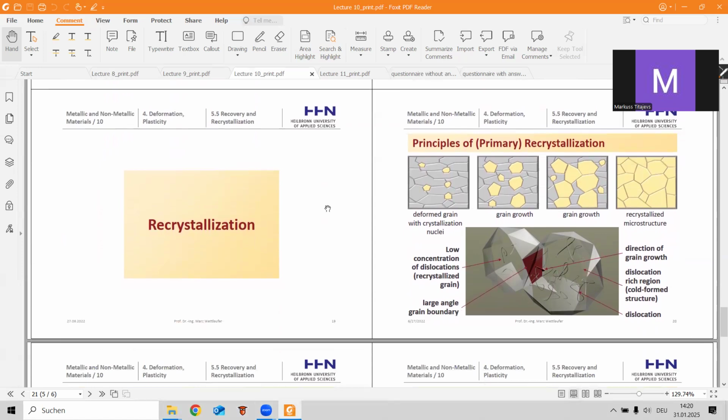Recrystallization. Principles of primary recrystallization: deformed grain with crystallization nuclei, grain growth, and the recrystallized microstructure. So here is a low concentration of dislocations, the recrystallized grain, the large angle grain boundary, the direction of grain growth, and the dislocation-rich, cold-formed structure.